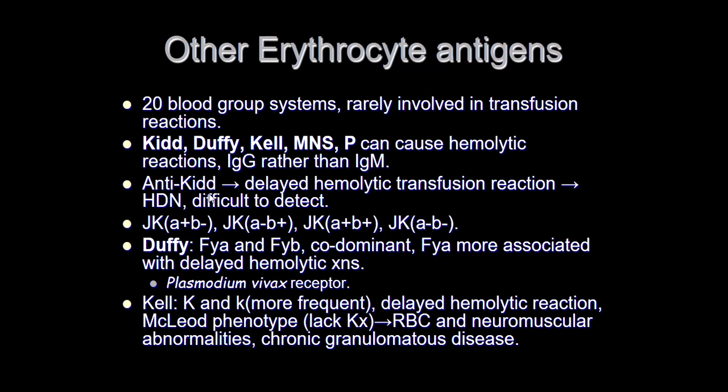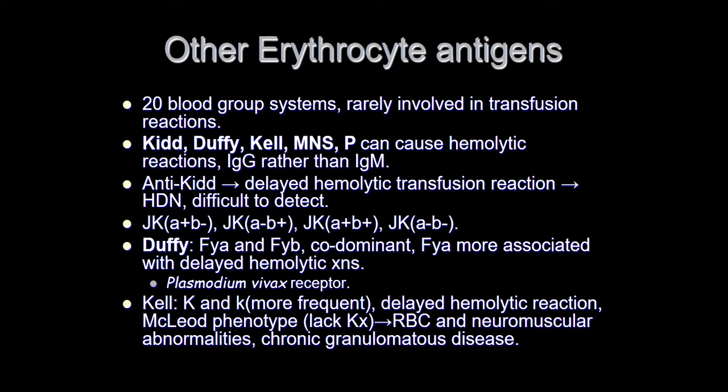So anti-Kidd, for example, as a blood group, can cause delayed hemolytic transfusion reactions, like in hemolytic disease of the newborn, for example. And this is sometimes difficult to detect when you have jaundice and you don't know what causes the hemolysis. So you have to look for these minor blood groups.